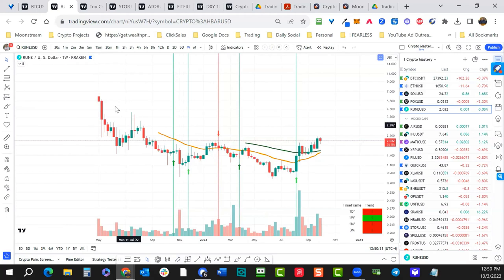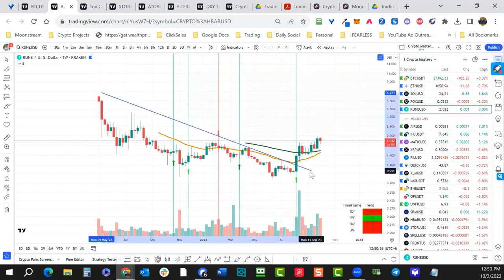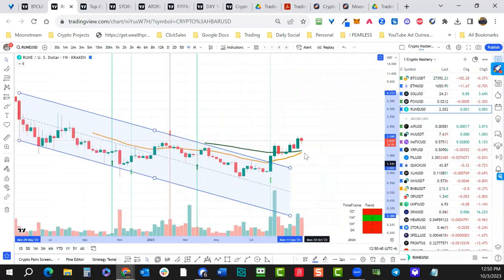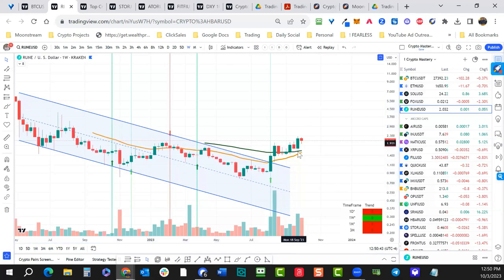Rune is looking interesting here. It's in a new upward trend channel. So, if it were me, I would be dollar cost averaging into Rune for some long-term holdings on this. It's above its 21 and 50 day EMA, one of my favorite setups here. Okay, look at that on a weekly basis.